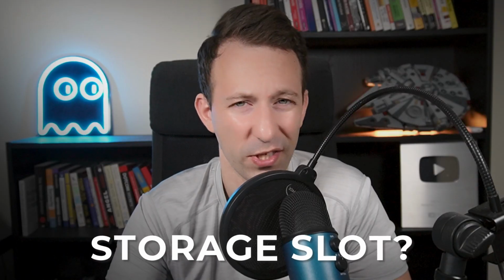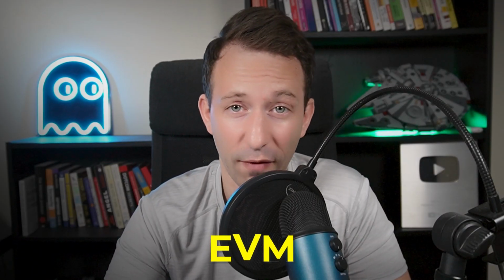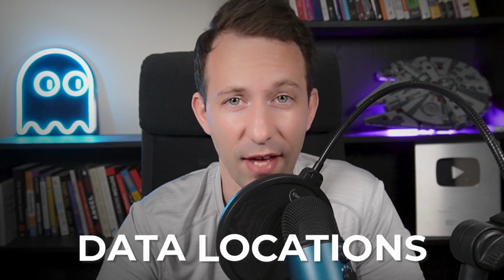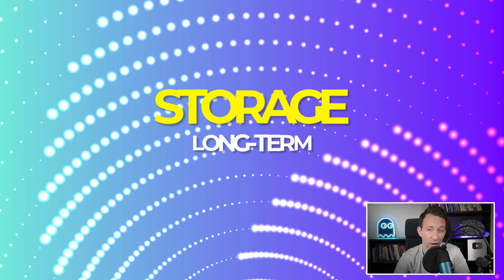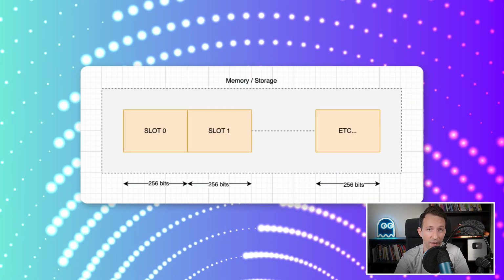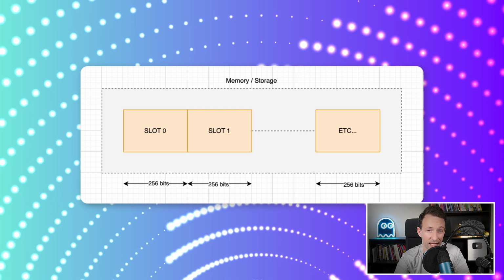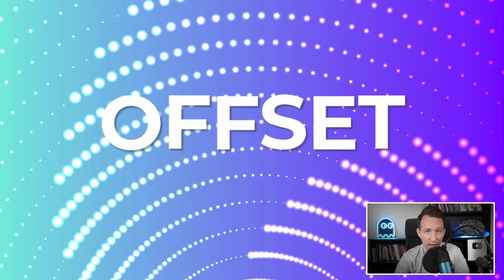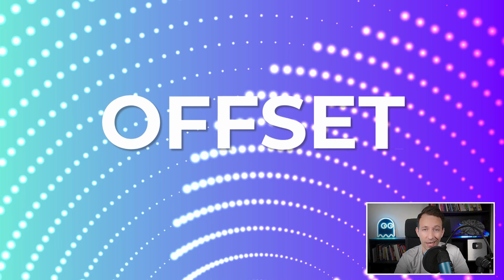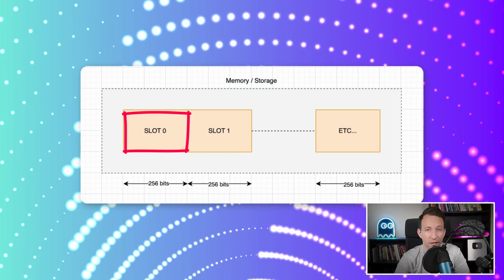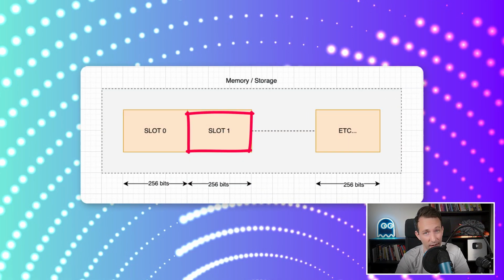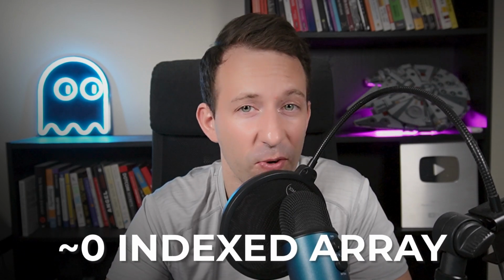Slot number? What's that? To understand that, we need to talk of the EVM. I told you before that the EVM has different data locations. There is the memory for temporary data, and we also have the storage, which is long-term. Both the memory and the storage are divided into slots of 256 bits. To target a specific slot, you specify the offset from the beginning. Slot 0 is the first slot, slot 1 is the second slot, etc. Exactly like you would do with a zero-index array.